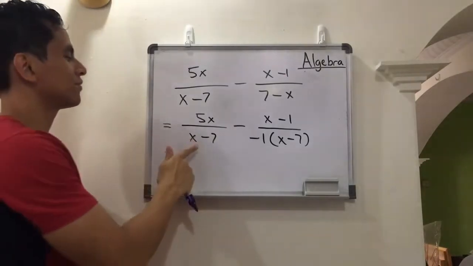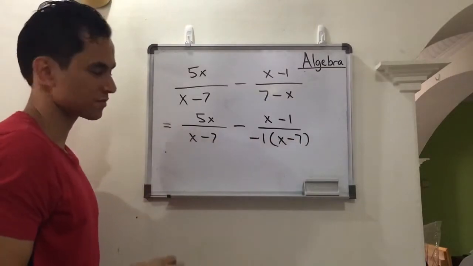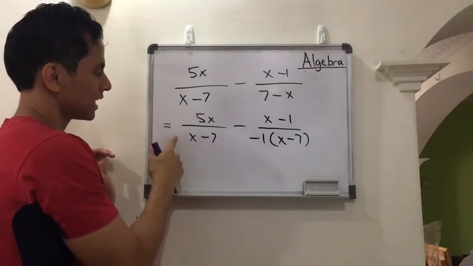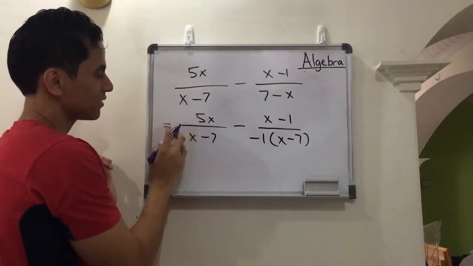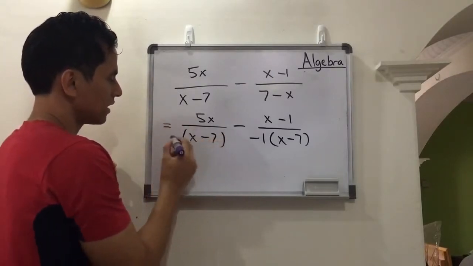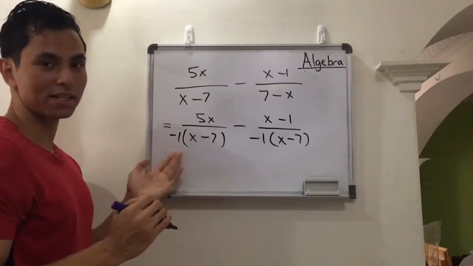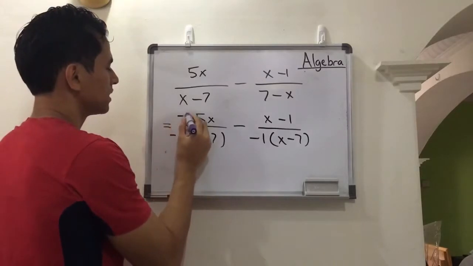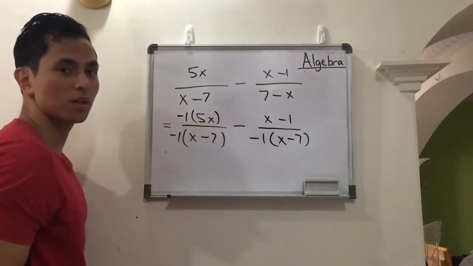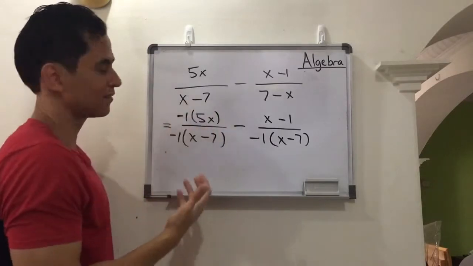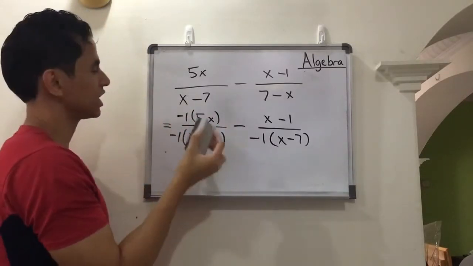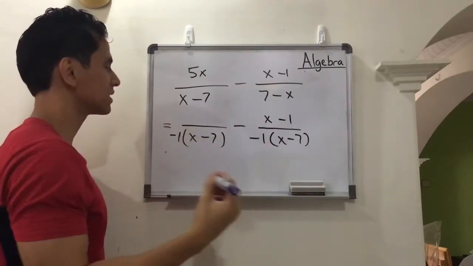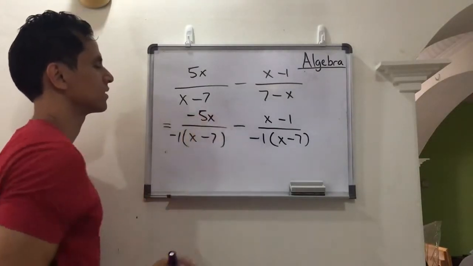But now, we have different denominators, don't we? So let's make our denominators the same. I can introduce a -1 here, right? So I introduce a -1 here. Let's do that. Put -1 here. But if I'm introducing a -1 to the denominator, I must also introduce it to the numerator. So therefore, this will become -5x, because -1 times 5x gives us -5x. Alright.